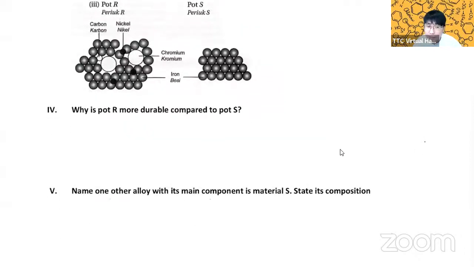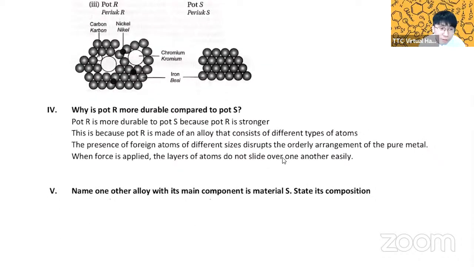Okay, so from here, this is something that we discussed just now. Now let's try with this. Port R is more durable because port R is stronger. Why? Number one, port R is made of alloy that consists of different types of atoms, but that's not enough. You have to say the different types of atoms have different sizes, and this different size will disrupt the orderly arrangement of pure metal. So when force is applied, layers of atoms do not slide over one another easily. So this is for alloy. I hope you guys still remember alloy.